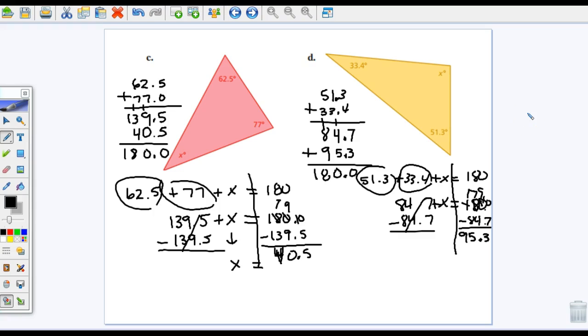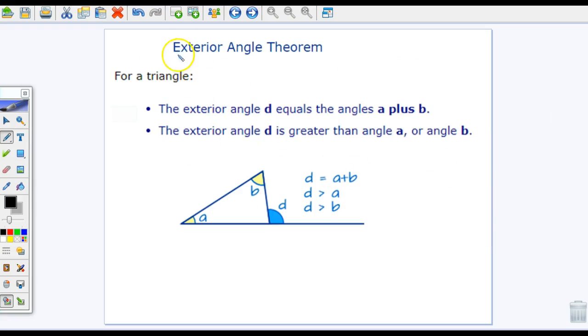This one's a little bit longer. I'm over 15 minutes, but the rest of this should be pretty quick. And it's mostly copying down some information. So another thing that I want you to understand is we already know that the inside angles of a triangle are equal to 180. But there's a little trick here. The exterior angles of a triangle have a little secret.